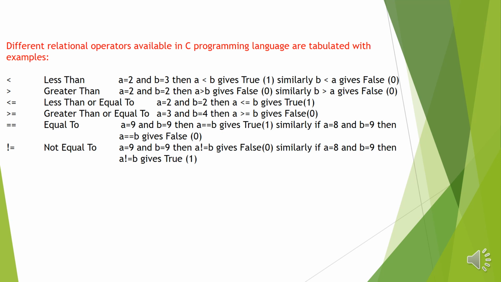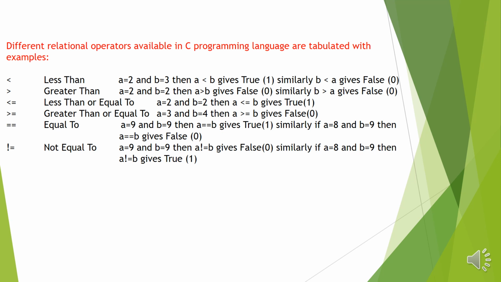Okay, this condition is true, so it returns 1. If a value is 8 and b value is 9, compare a equal to b. No, both values are not equal, so the value is 0. Because this condition is false, it returns 0.